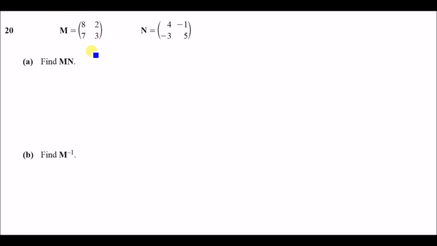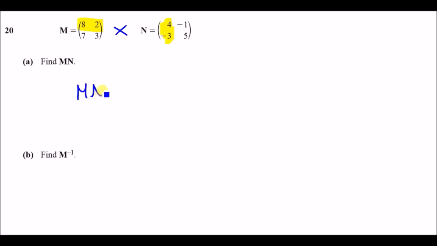So you're given two matrices, M and N. And part A wants us to find M times N. So they're always abbreviated as MN. Now to multiply these two matrices, you have to follow a very specific rule. The key idea is to always do the row against the column. And then each of these will represent a position.